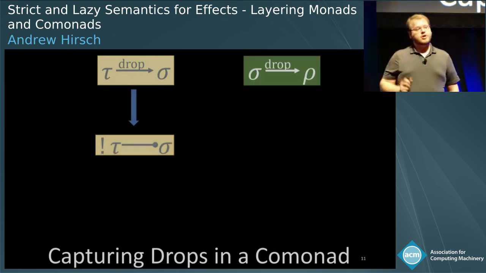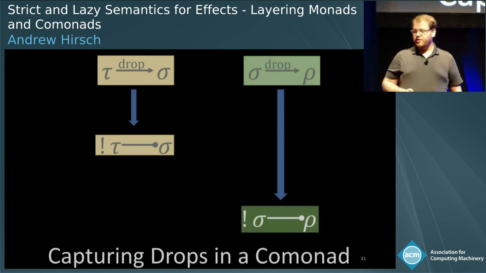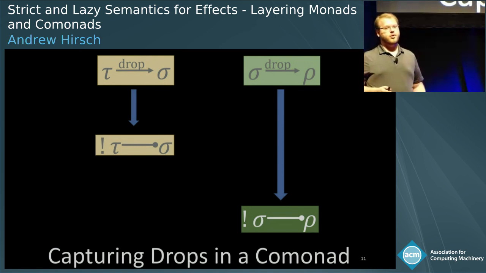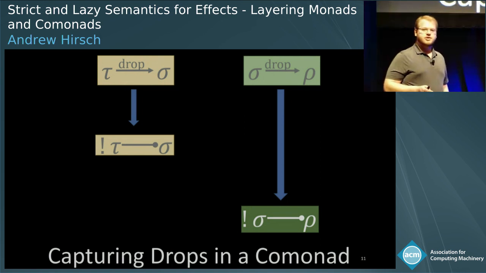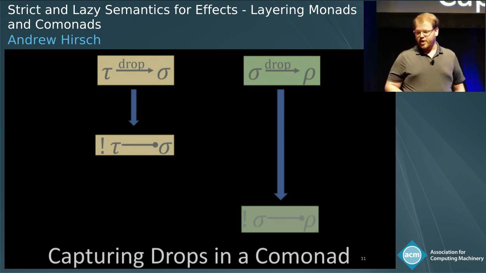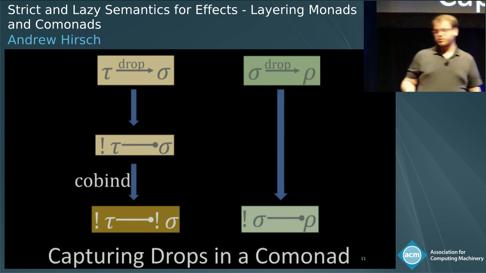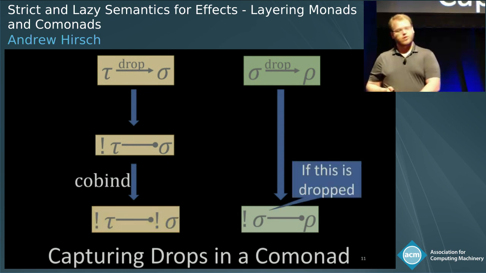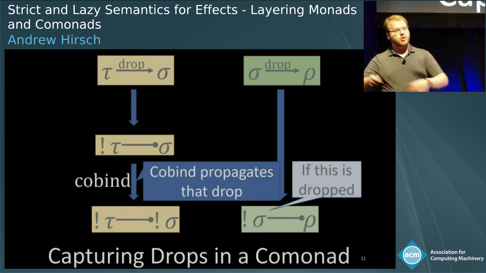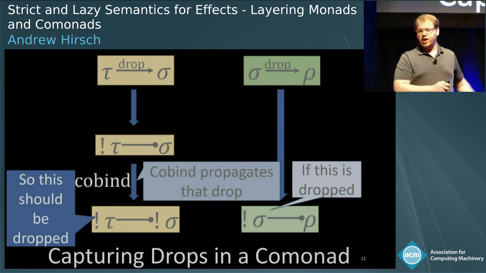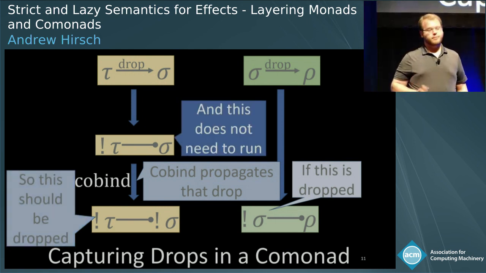But again, comonads bias the ability to compose. So if we have another program and we bring it into our linear world, we now have a bang sigma on the green program and a sigma on the yellow program. But comonads give us the opposite operation to bind, called cobind, which lets us move this bang to the yellow sigma, allowing us to compose. And operationally, the way this works is that if this green program drops its input, then cobind propagates that drop backwards, dropping the input of the yellow program, and the upper yellow program never needs to run.